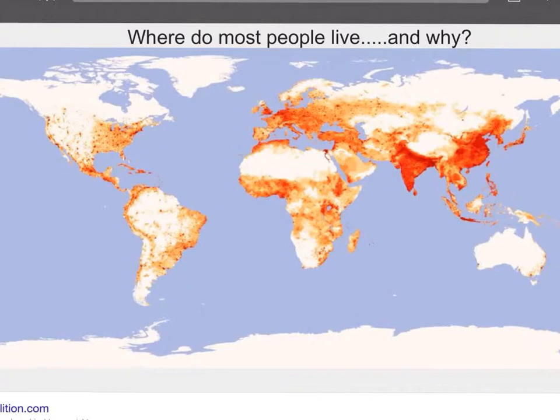You may also notice that there are some areas of very low population density. Not many people seem to be wanting to live in Greenland and northern Russia and northern Canada, or around the Amazon rainforest and the Sahara Desert and the Namib Desert and the Australian desert. There must be some reason why not many people want to live in those areas.